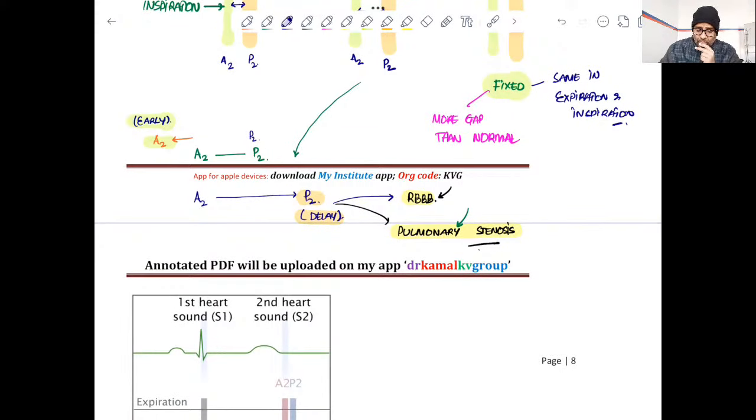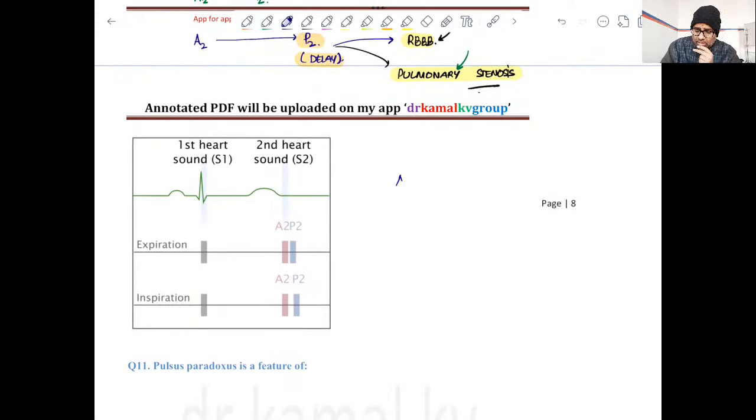Now my question is, if this is A2 and P2, and the impulses are delayed for the aortic component, what will happen? See, the pulmonary will be at the same spot, but A2 will be delayed and it will go beyond P2, right? So this is when the impulses are reaching late for the aortic valve, that is either by left bundle branch block or aortic stenosis.